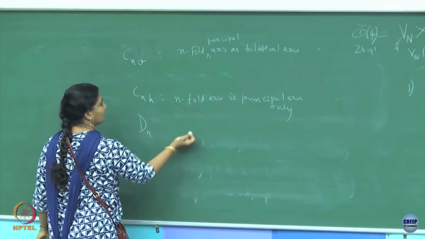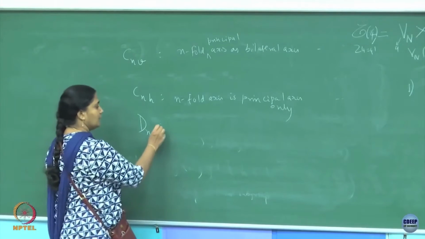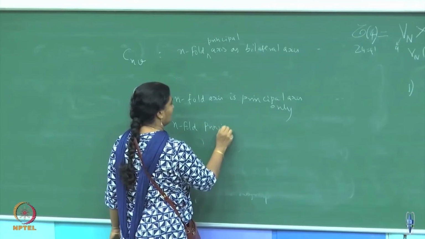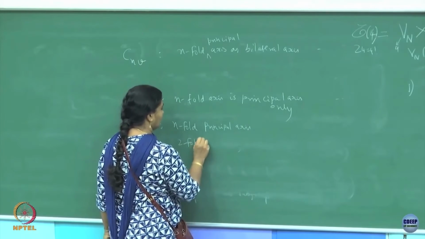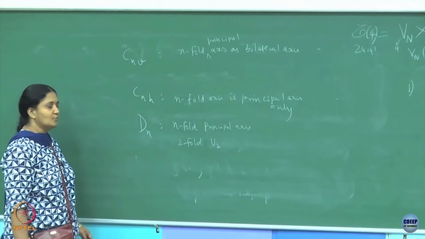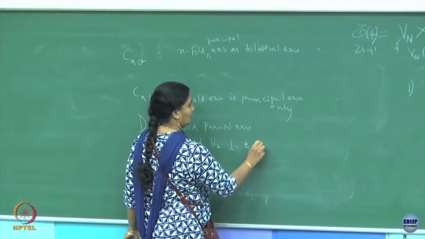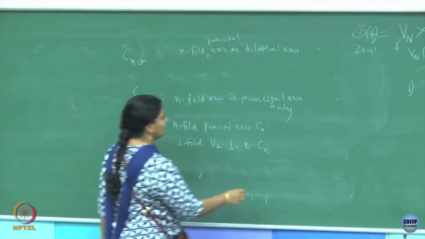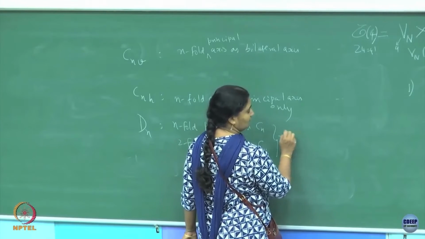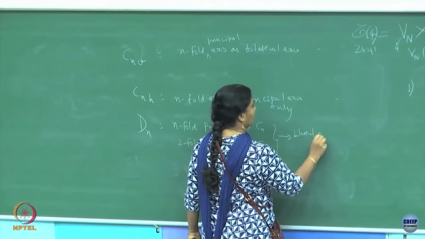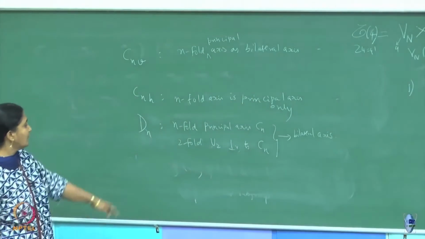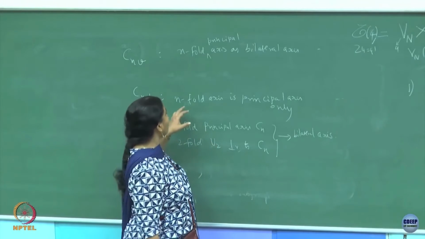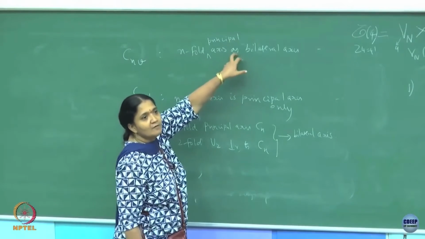Similarly, if you take D_n groups, they have a principal axis, right, and you also have a two-fold axis U_2 which is perpendicular to the principal axis, let me call it C_n. Okay. So, in this case also you say that the principal axis is a bilateral axis. In both the cases, the n-fold principal axis will be called a bilateral axis if there is an additional two-fold axis which is perpendicular to the principal axis, or if it has a mirror containing the principal axis.